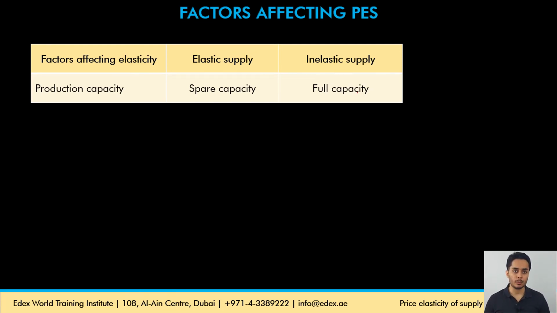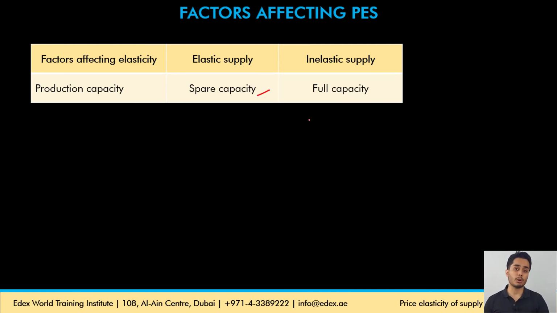As producers, we want to increase our supply, we want to increase the production and supply more quantity so that we can make more profit. But that is possible only if the producer has spare capacity. Then only he can react to any changes in price. So if the producers have spare capacity, you can say that the producers can be more responsive to changes in price and the supply will be elastic.